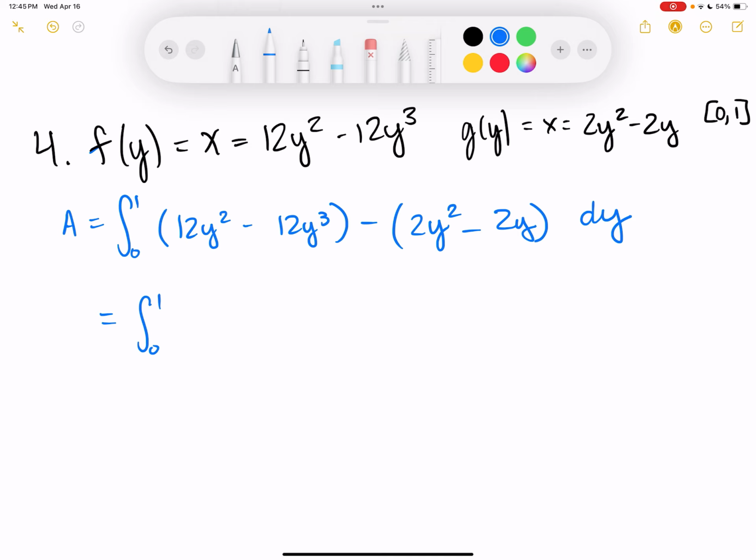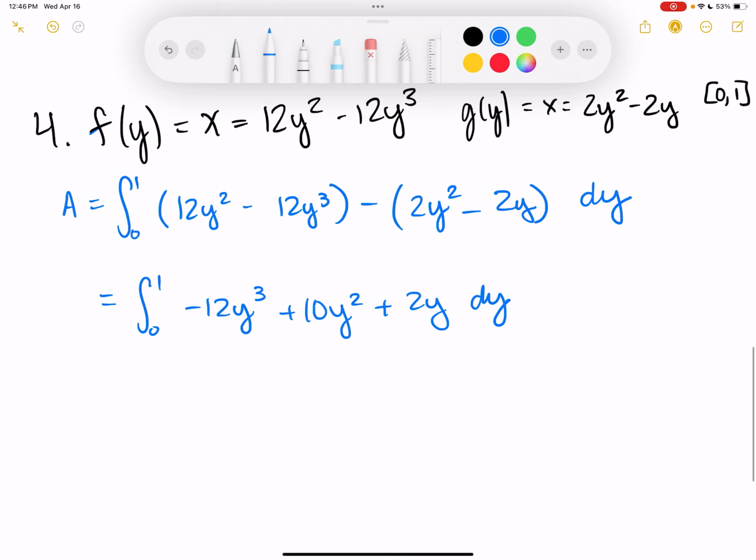So the integral from 0 to 1 of negative 12y cubed, and then we've got 12y squared minus 2y, so 10y squared. And then minus a negative, so plus 2y dy. And yes, Josh, you can put a parentheses around it. And then we would integrate.